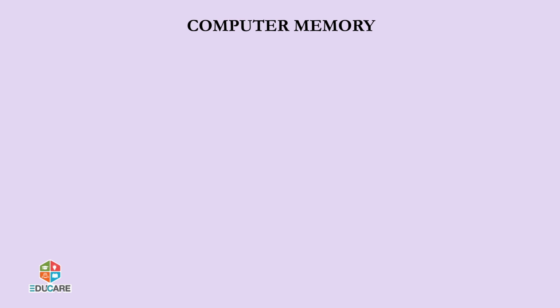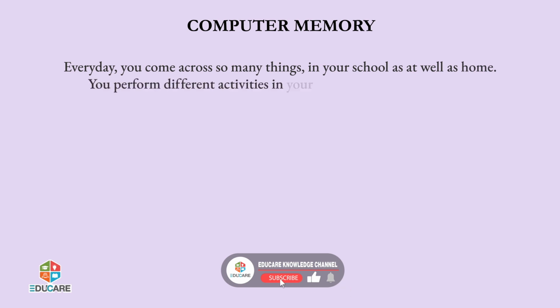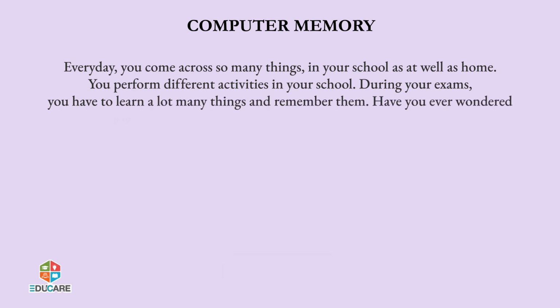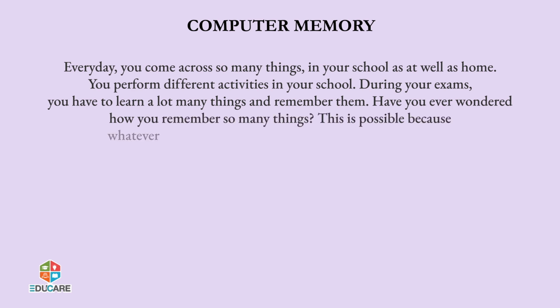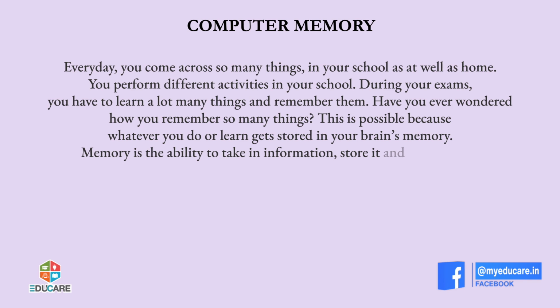Computer memory. Every day you come across so many things in your school as well as at home. You perform different activities in your school. During your exams, you have to learn a lot of things and remember them. Have you ever wondered how you remember so many things? This is possible because whatever you do or learn gets stored in your brain's memory. Memory is the ability to take in information, store it, and recall it later.